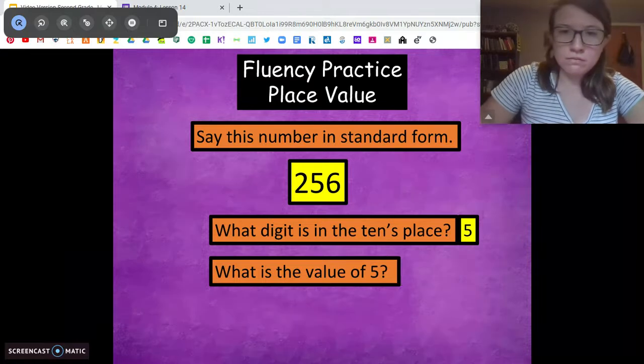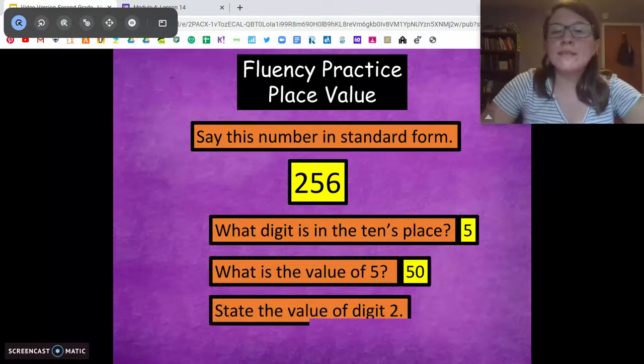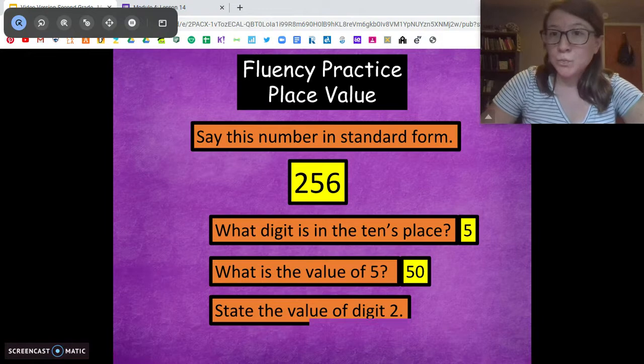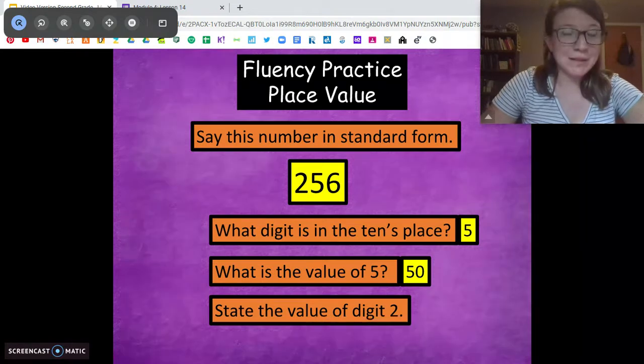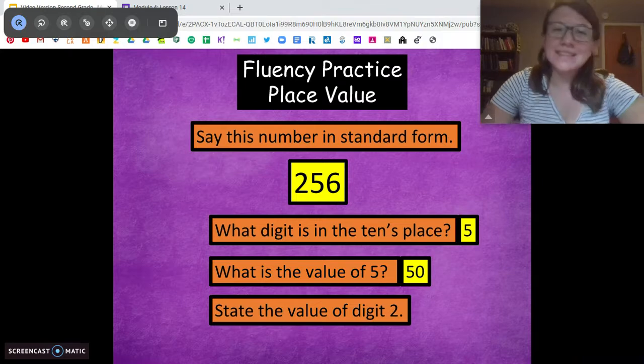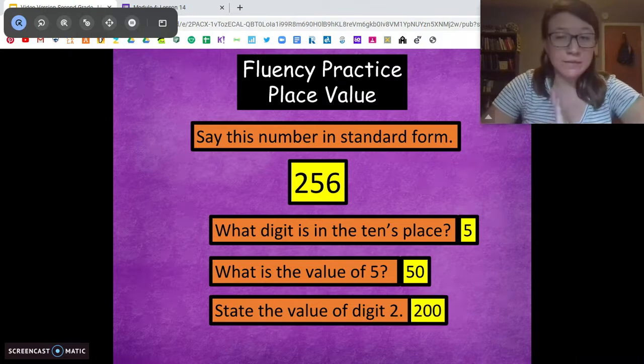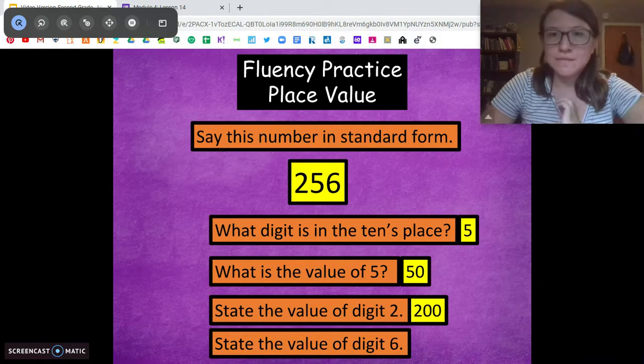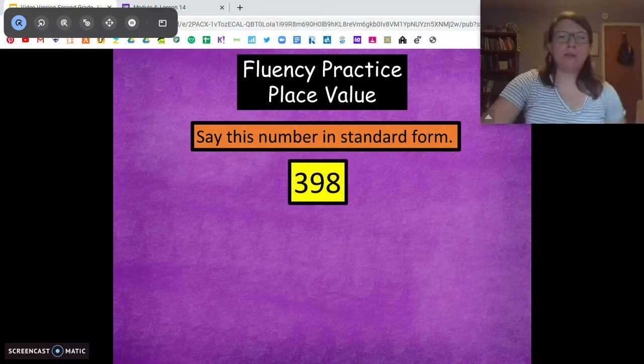50. Good. And what's the value of the 2? What place is it in? Then tell me what the value is. Yeah, it's in the hundreds place, so it's worth 200. And what's the value of the 6? Just 6. Yeah, just 6 ones. Good. Let's do another one.